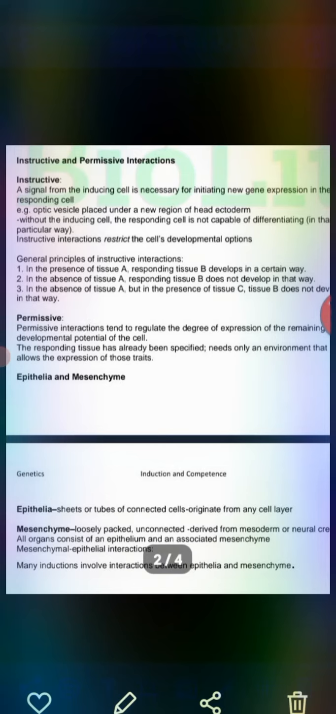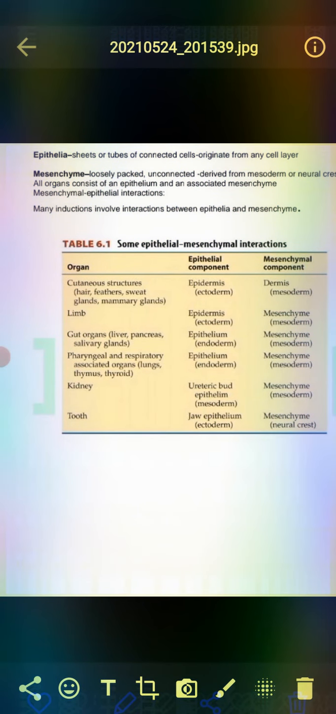All organs consist of epithelia and associated mesenchymes. Organs are the result of interaction between the epithelial and mesenchymes. So if we take a particular organ, there must be an epithelial and mesenchymal interaction. In the table we can see the organ, the epithelial component and the mesenchymal component.